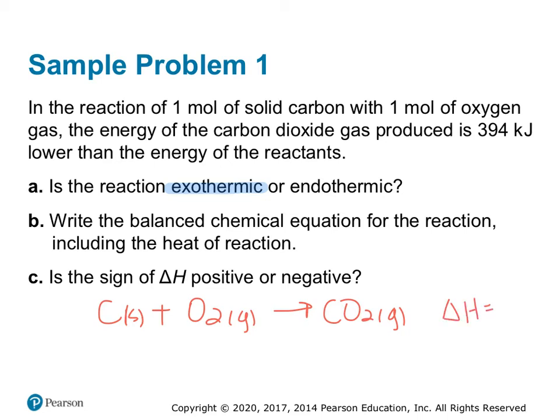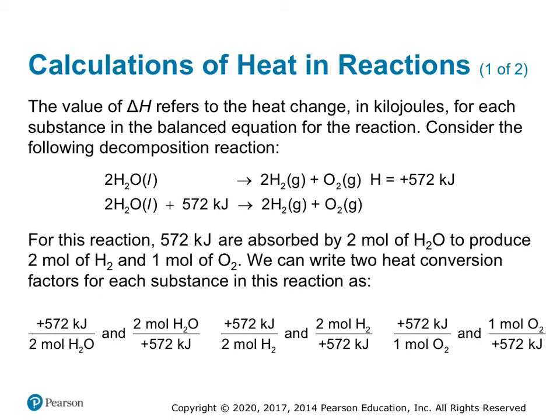And it's 394 kilojoules lower than the reactants. So that means our delta H is going to have a negative sign, negative 394 kilojoules. The value of our delta H refers to the kilojoules for each substance in the balanced equation.